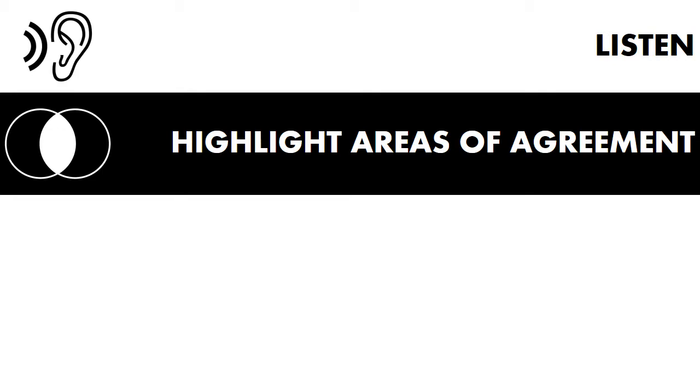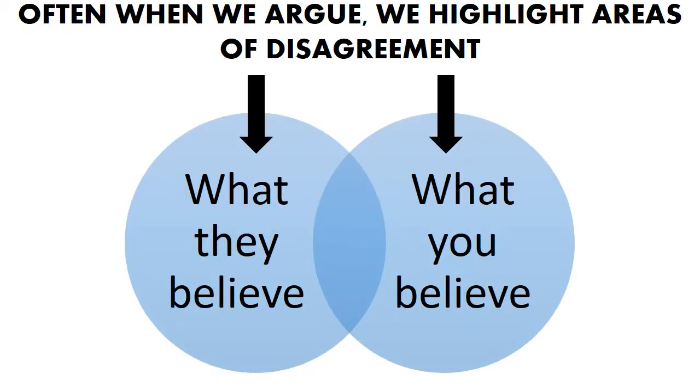So that is step one in persuasion, is to listen. Step two is to highlight areas of agreement. So often when we argue, we highlight areas of disagreement, right? When we're talking to someone about a topic and there's an aspect of it we disagree about, we will focus in on the thing we disagree about. We will exaggerate our positions. We will highlight the disagreement.